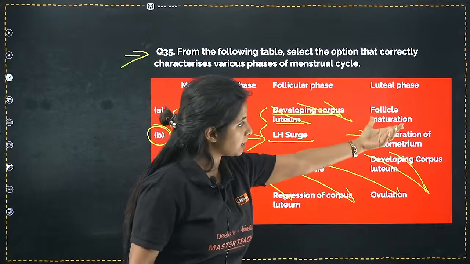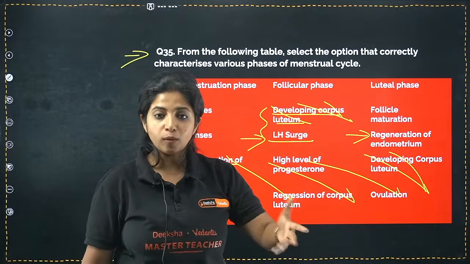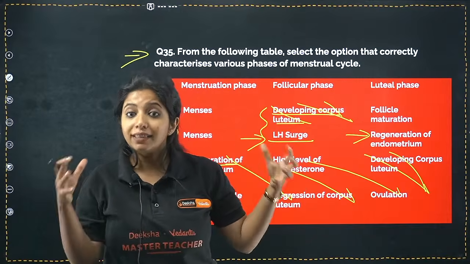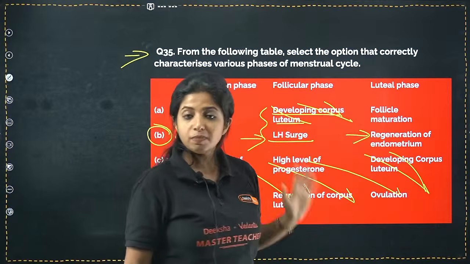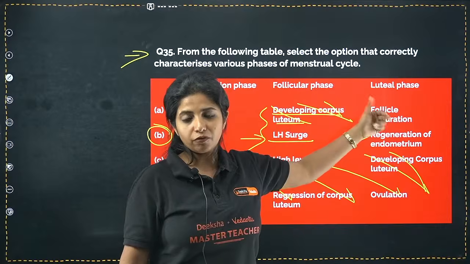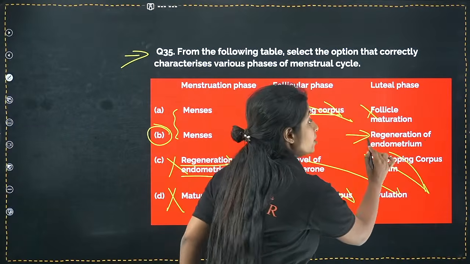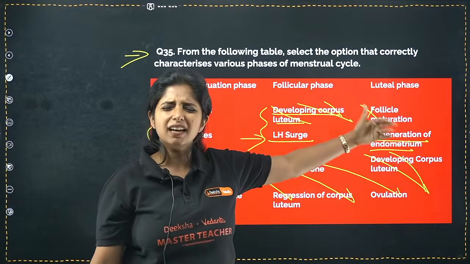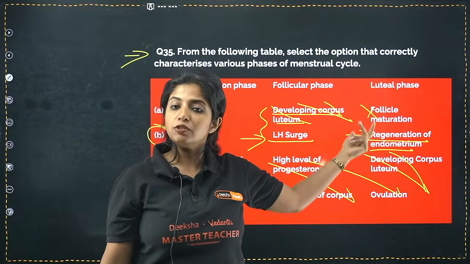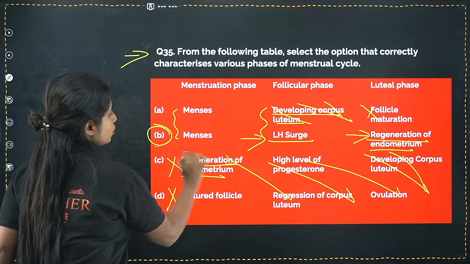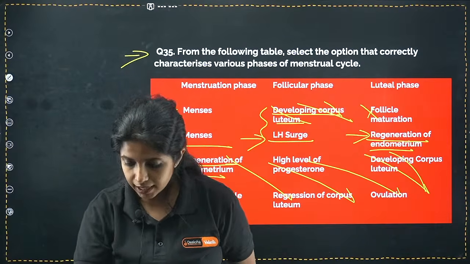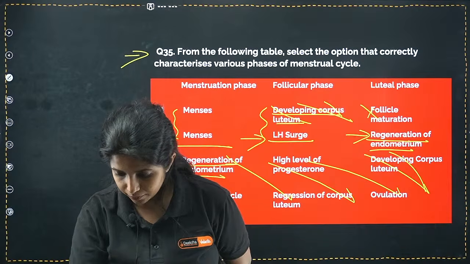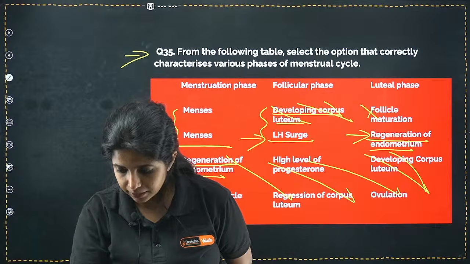Now the luteal phase. In the luteal phase, corpus luteum forms and the endometrium is getting thickened. Neither of them is mentioned over here. Follicle maturation is given, and it obviously cannot happen. Regeneration of endometrium already started happening earlier, but still, I can say the endometrium is still regenerating over here, which is why your answer for this question is going to be B. Is this clear?